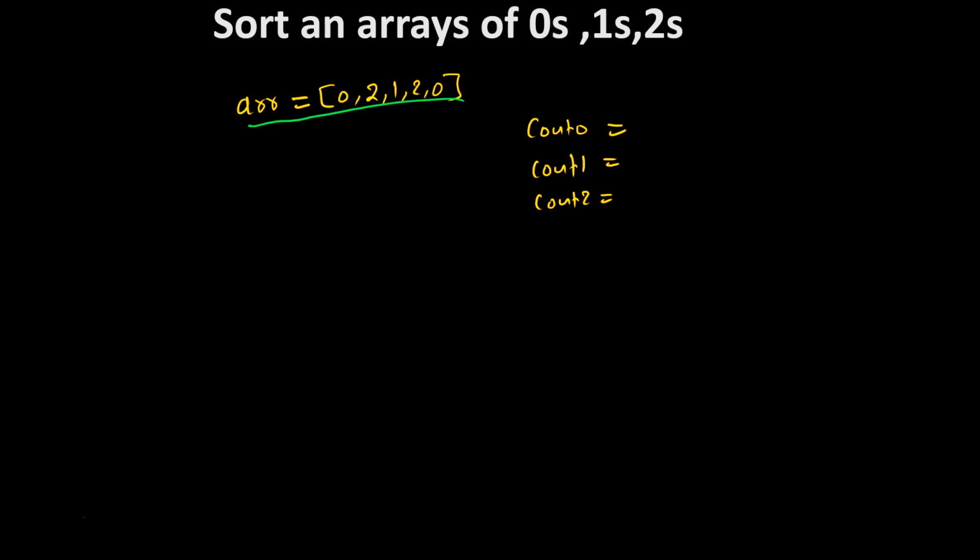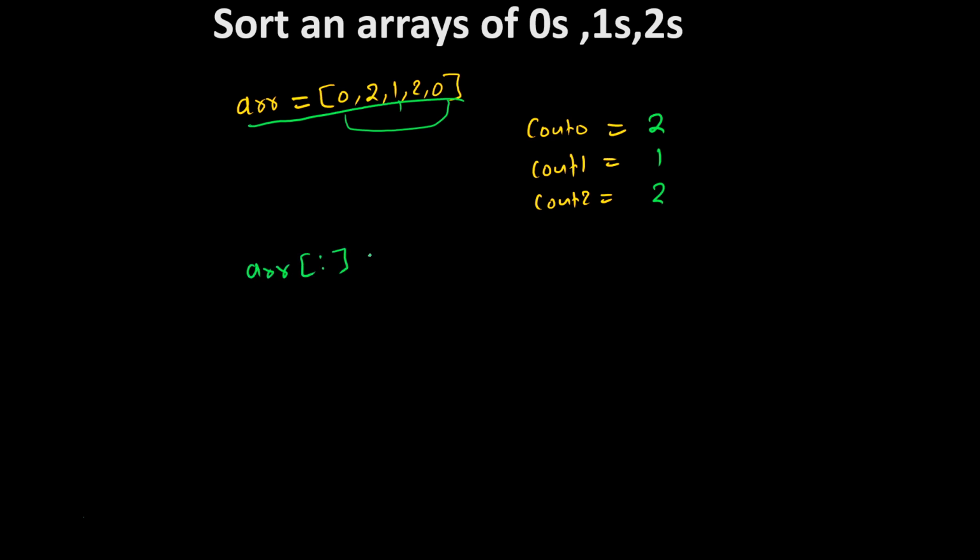So what we're going to do is count how many zeros are there, how many ones are there, and how many twos are there. Two zeros, we have one one, and we have two twos. Fine. Now what we're going to do is replace the array elements.